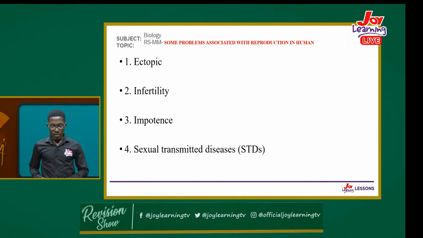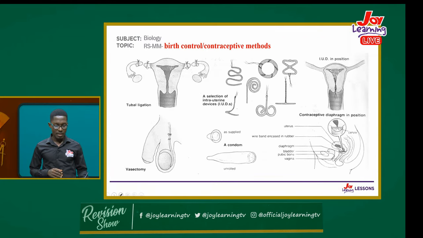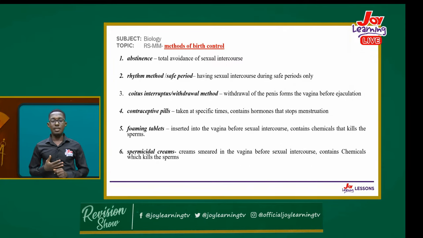Let's wrap up with a few areas that come in our exams, problems associated with reproduction in humans: ectopic pregnancy, infertility, impotence, and STDs, sexually transmitted diseases. Then birth control or contraceptive methods. We'll just run through the types, which are abstinence, rhythm method, where you look at your calendar before you have sex, coitus interruptus, which is called the withdrawal method. When the sperm is coming, you withdraw.